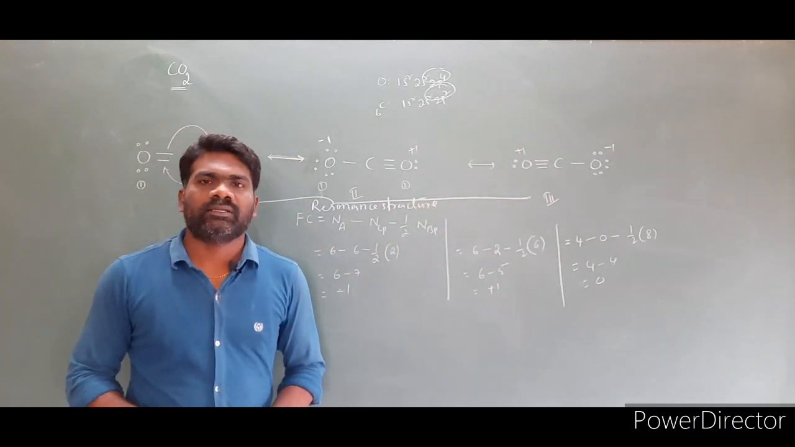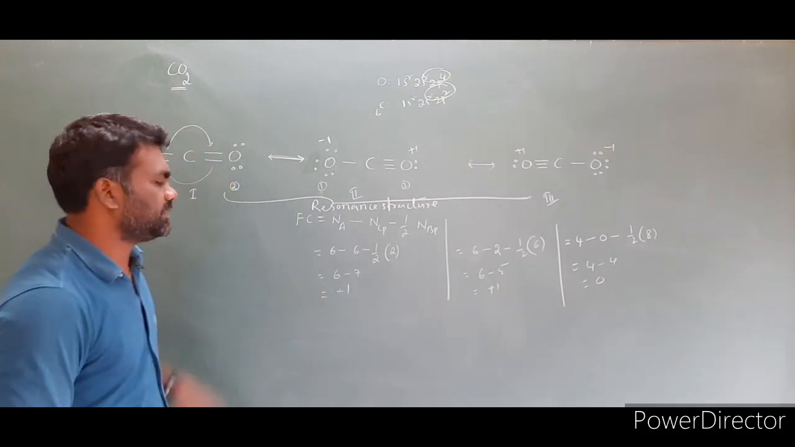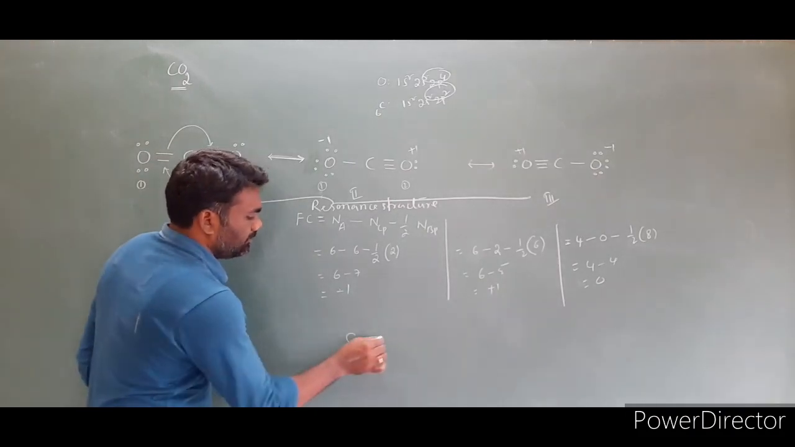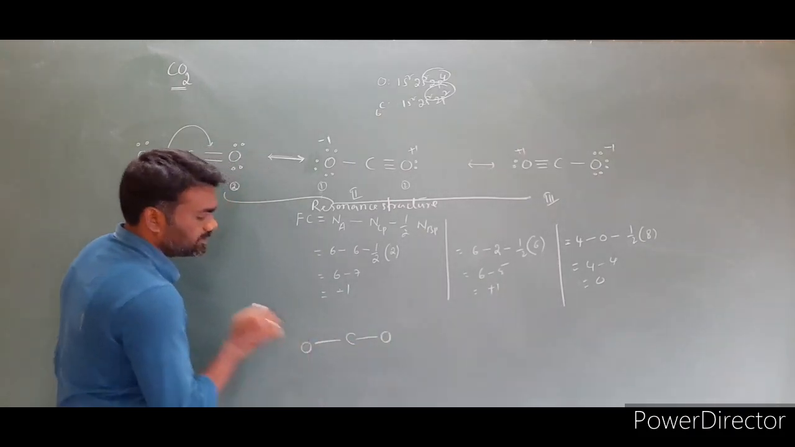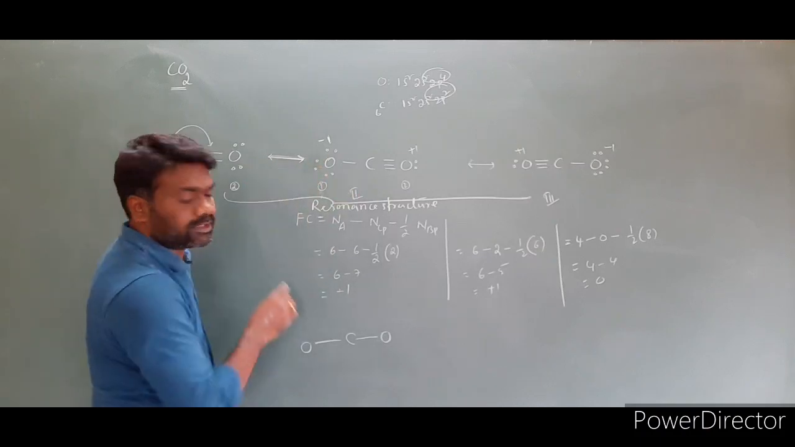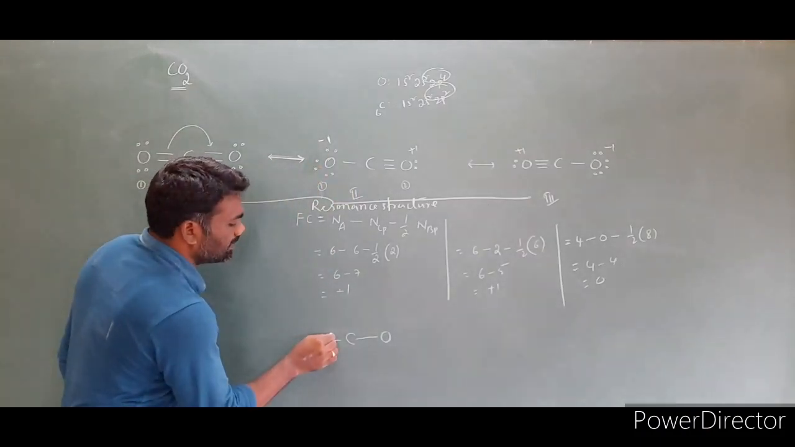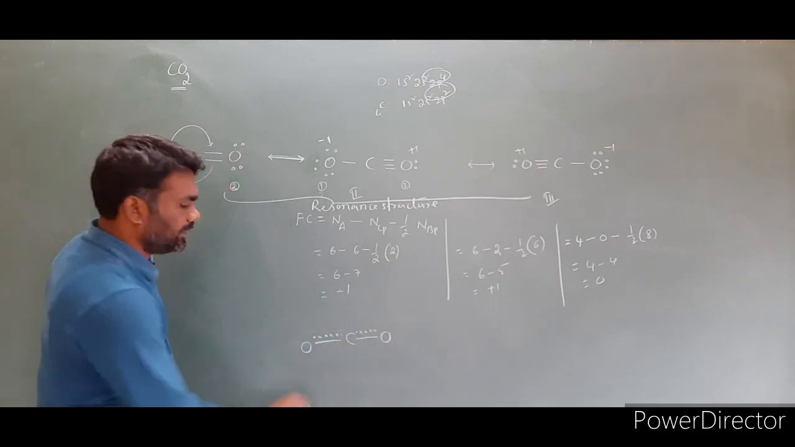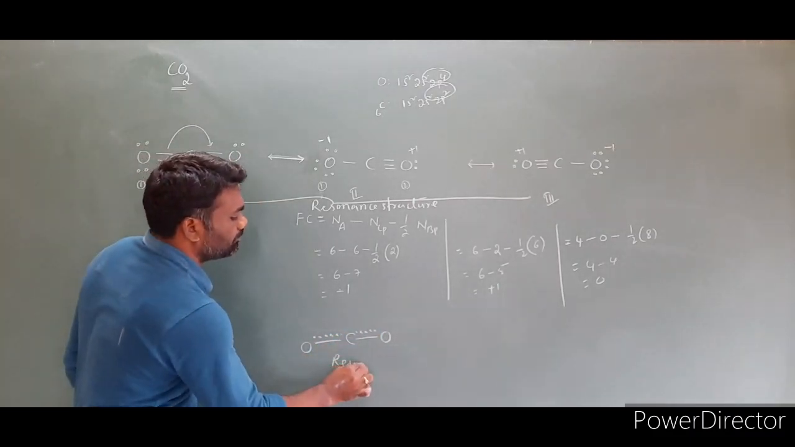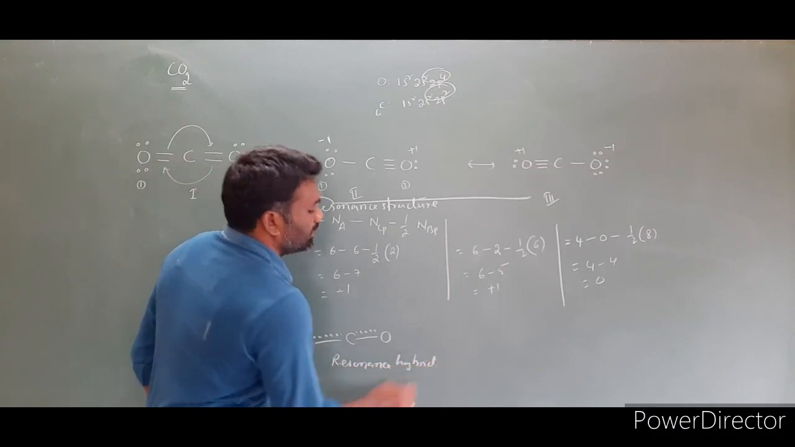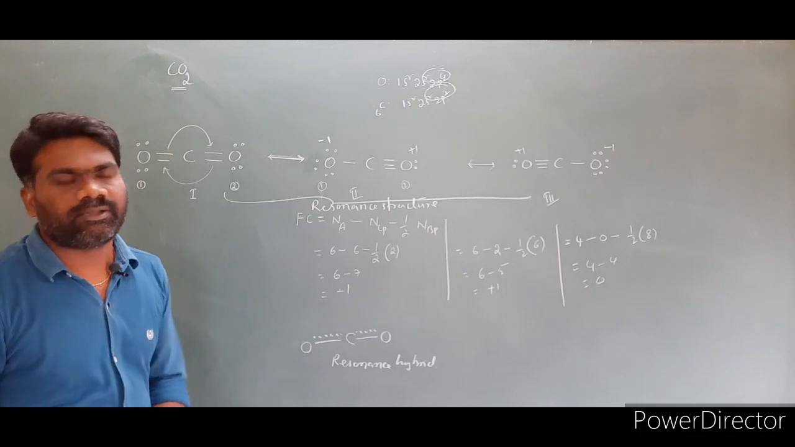Now I am writing the resonance hybrid for the carbon dioxide molecule. So this is the carbon, this is the second oxygen and this is the first oxygen. Right, one bond is moving from carbon to oxygen like this. So this bond I am labeling like this. So this is the resonance hybrid of the carbon dioxide molecule.